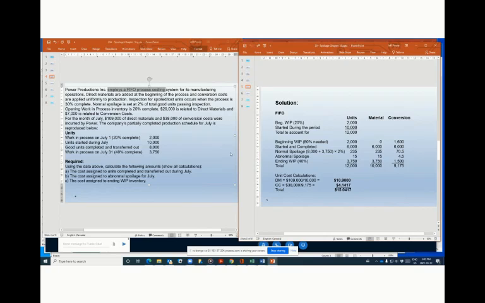Then there was the 8,000 that were shipped out. So that means to add up to 8,000, I've got 6,000 start to finish. And then I've got those 250 units that were spoiled. Well, that means I'm going to waste all of those materials, unfortunately. But I'm only going to waste 30% of the conversion.